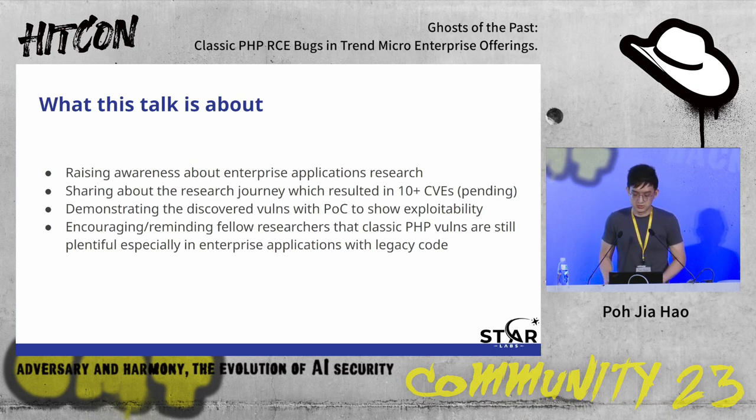So today's goal is to hopefully raise awareness about enterprise applications research field. Although we see many groundbreaking bugs that suddenly appear in large enterprise applications, I believe there are still many to be uncovered. As researchers, we all know how sometimes the hardest step is to obtain a copy of the software to set it up in a test environment. But if you put in the work, sometimes these applications have a lot of unreported bugs, either due to legacy code or there just wasn't a lot of independent research put into them yet. Today, I'll be sharing about my research journey, which has yielded multiple CVEs. But more importantly, I'll also be sharing about the technical details, about the vulnerabilities, as well as the POCs.